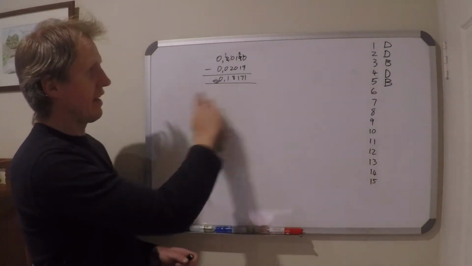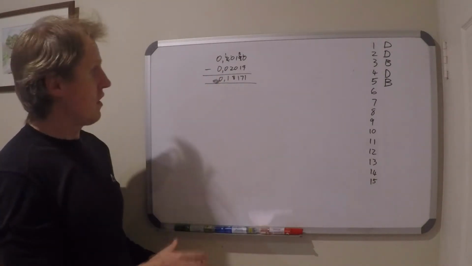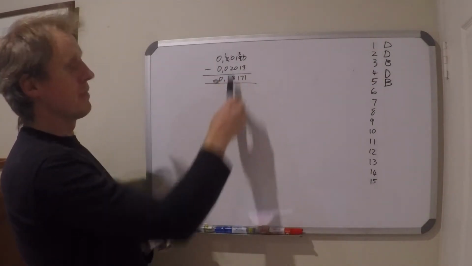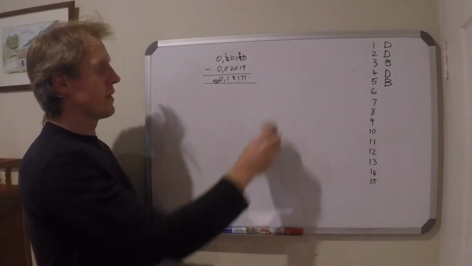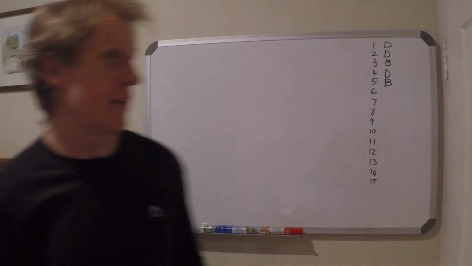So just here, obviously it doesn't matter that there's a decimal point. As long as you line up the right columns, you must line up the units column, the tenths column, the hundredths column, and it all works out exactly the same.